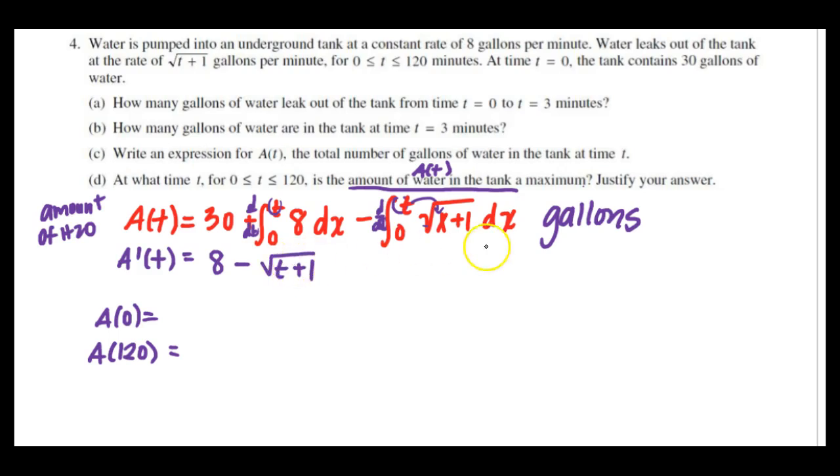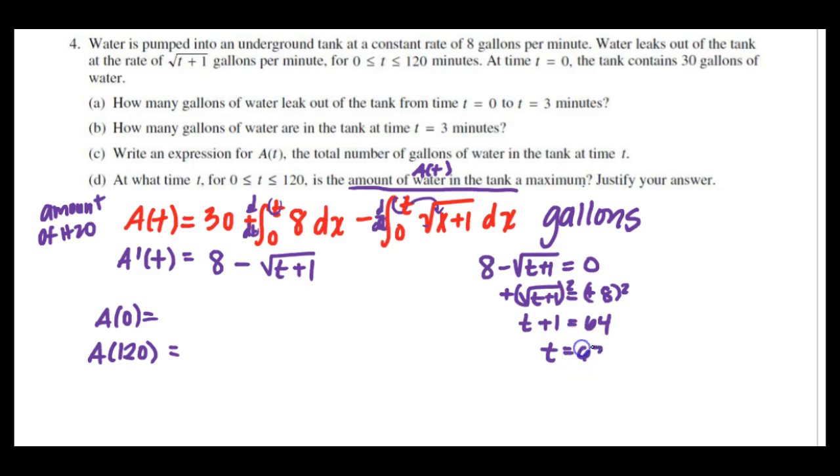So now I need to set that equal to 0. So 8 minus radical t plus 1 equals 0. So if we subtract the 8 and then divide by the negative, so both of these become positive. So in order to get rid of the radical, I'm going to square both sides. So I'm going to get t plus 1 equals 64. So I'm squaring both sides now. And so if I subtract the 1, t equals 63.